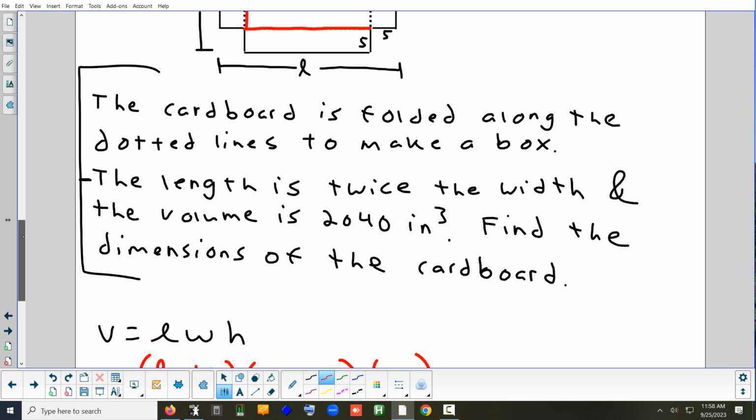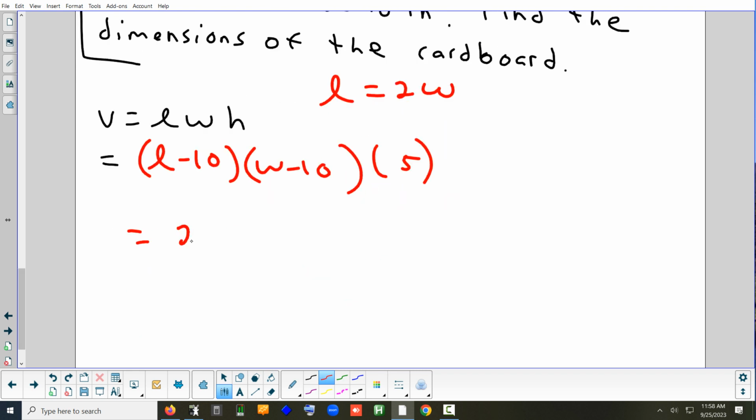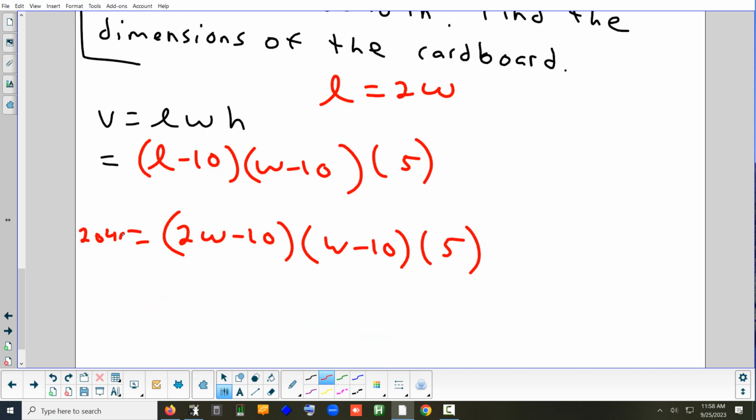Okay, now we've got two different variables there which we don't want. But we have a sentence here that says length is 2W. So the length is twice the width. So we can make that substitution for L. So 2W minus 10 times W minus 10 times 5. And the volume, we already know. What is the volume? 2040. 2040. So now we just need to solve it.